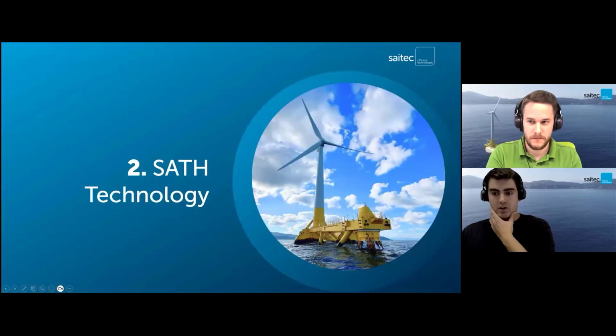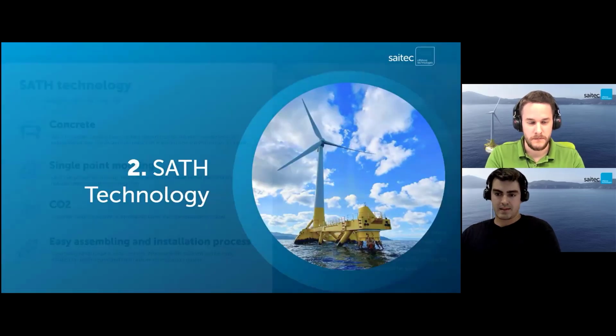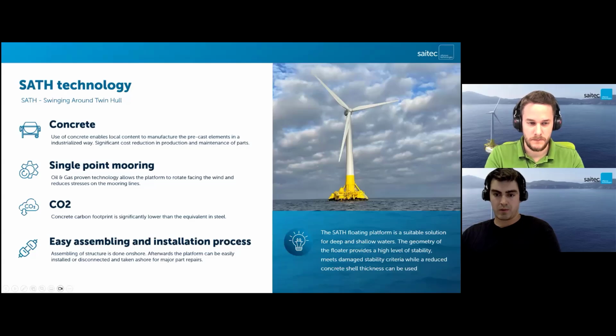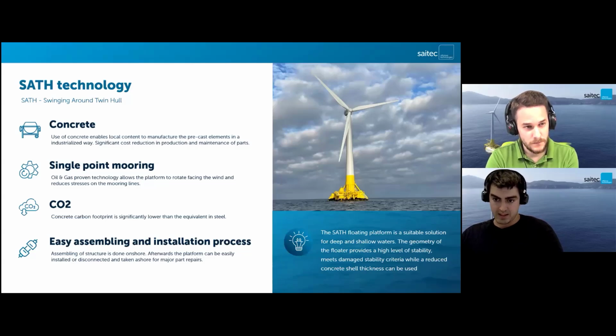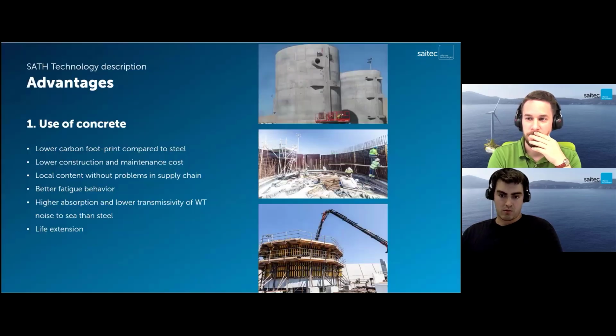So a little bit about the technology. SATH takes the name of Swing Around Twin Hull and is a floating wind platform, which is basically grounded on three aspects. First, the use of concrete as main material, then its unique platform configuration, and finally, the single point mooring. So why use concrete?